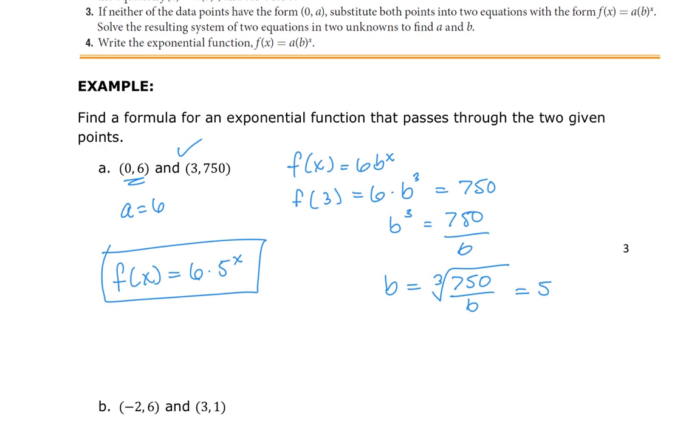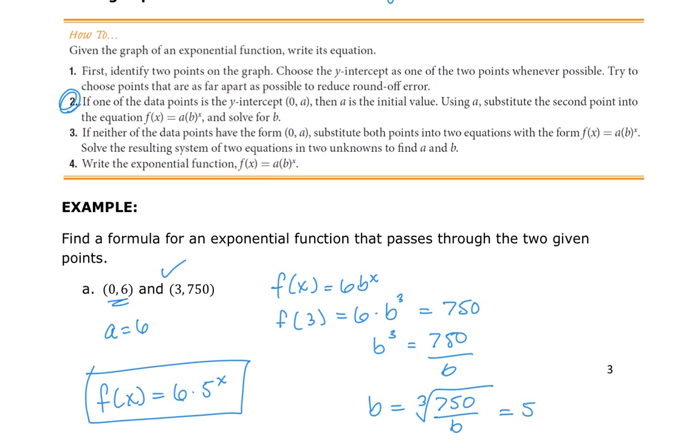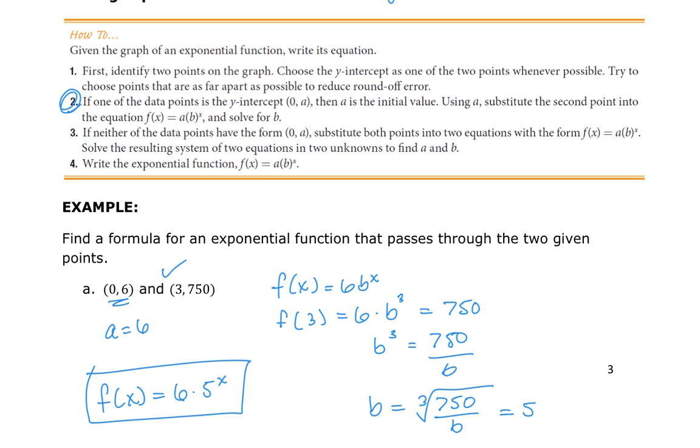The next one is I'm given 2 ordered pairs. So I'm going to go back up here to the directions that says if neither of the points is of the form (0, a), then substitute both points into the equation and build 2 equations of the form f of x is equal to a b to the x and solve the resulting system. All right?